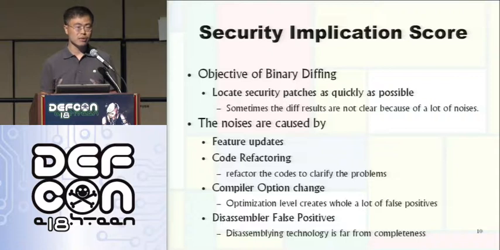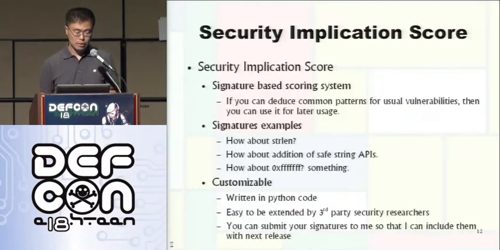Problems in recognizing some code parts or data parts, and it makes a lot of false positives. And as I said, the security implication score is a signature-based scoring system. So something like a string length, you can use string length to patch some kind of stack overflow. So you should use string length to fix that kind of problem, so it should appear in the patched part.